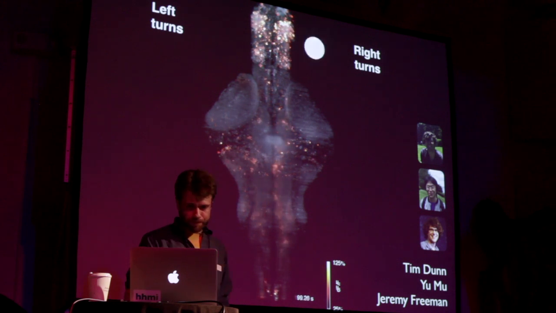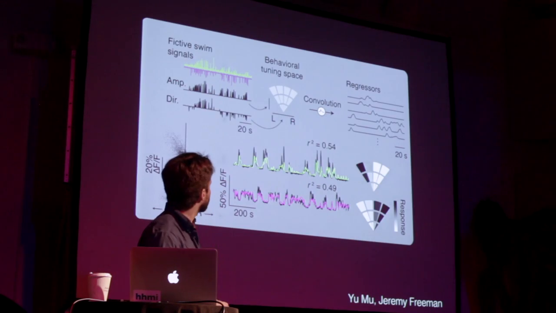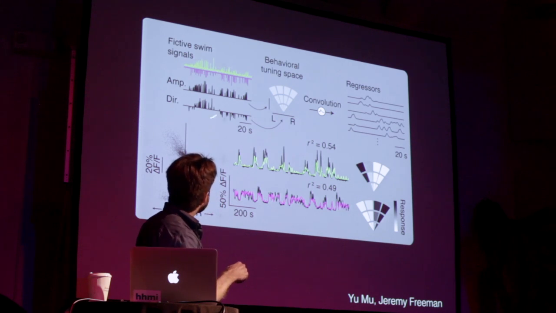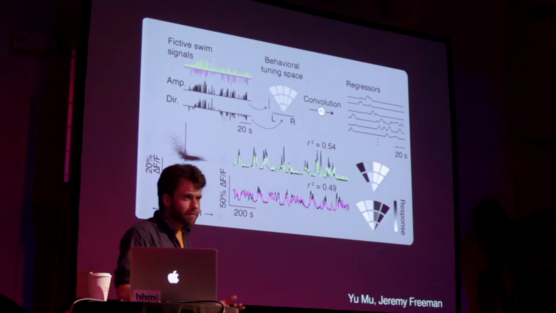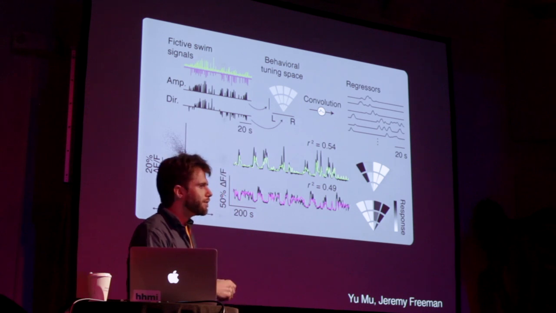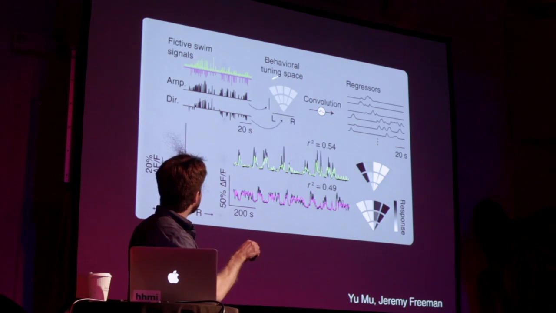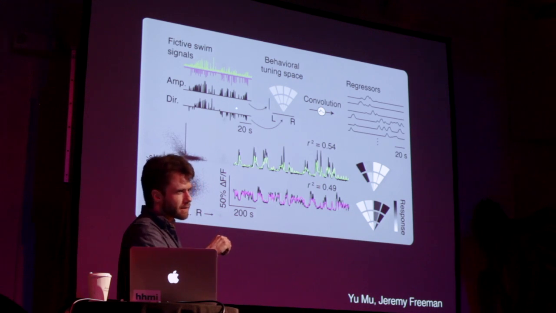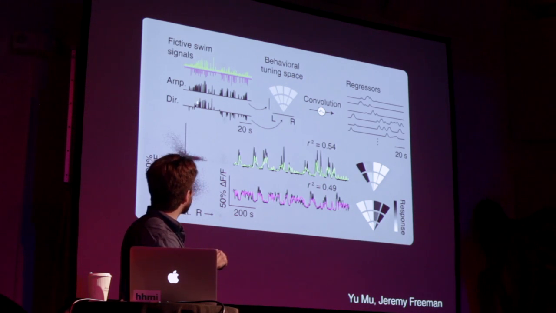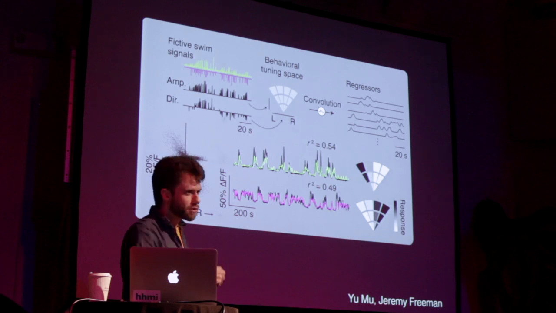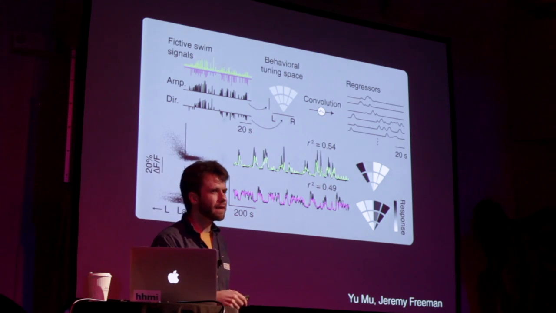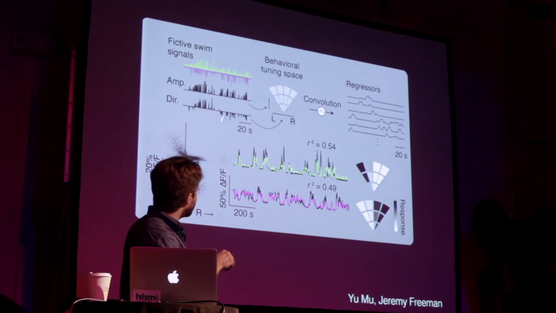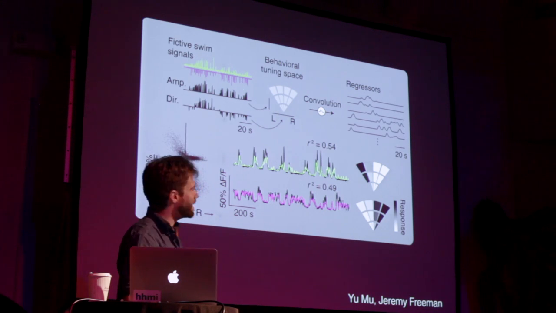So we then analyze this by assigning to every voxel, there are a few 100 million voxels in this data set, a behavioral tuning described by a behavioral tuning space. The fictive swim signals were decomposed into an amplitude and a direction. The amplitude describes how strong the fish swam. The direction describes whether he wanted to swim left or right. And so at any point in time, the fish sits in one point of the behavioral tuning space.